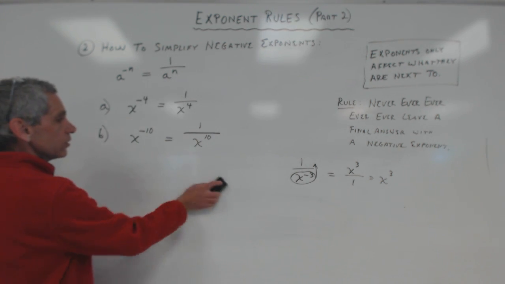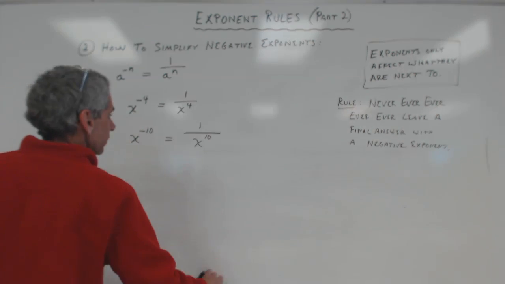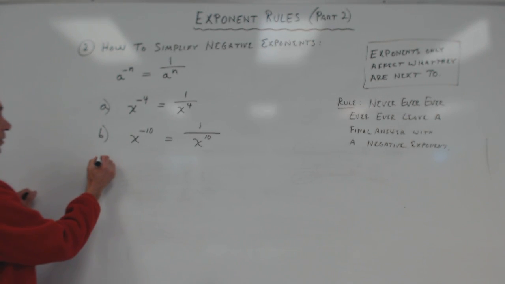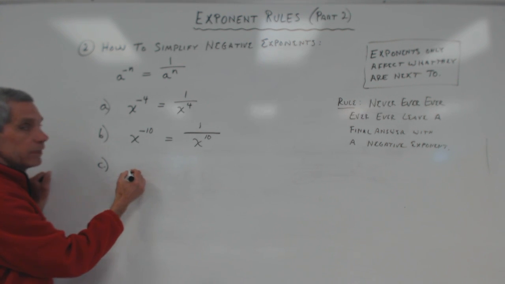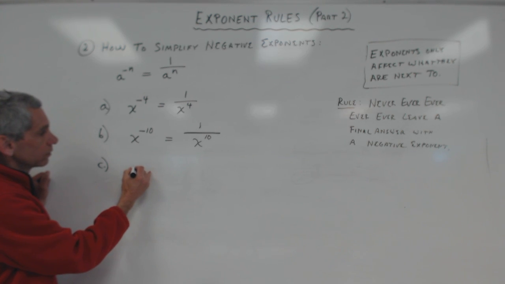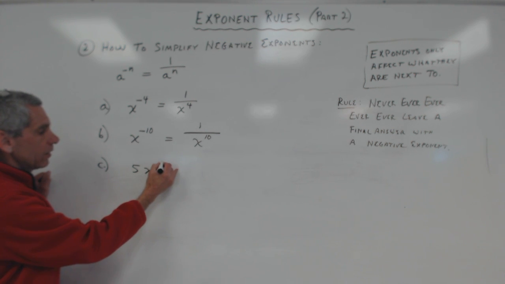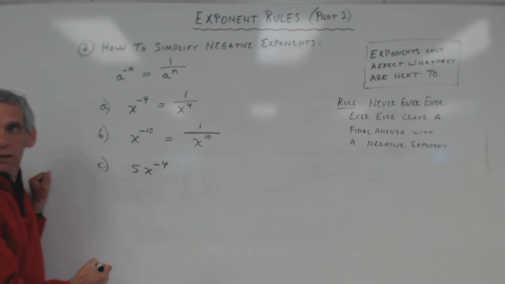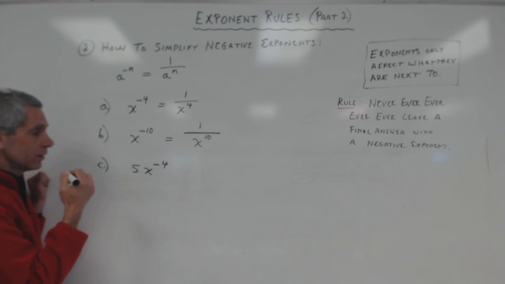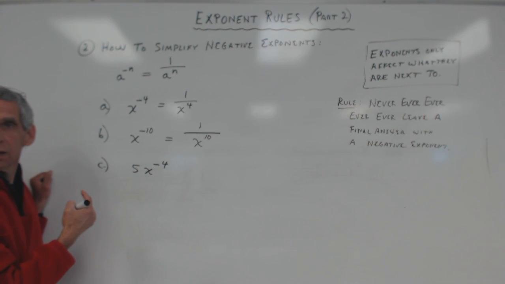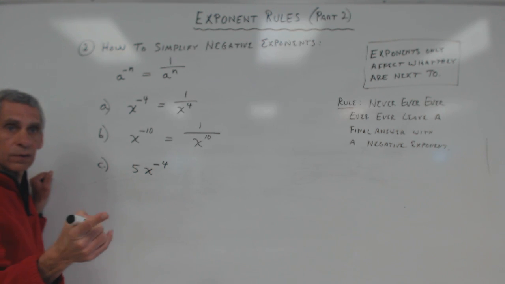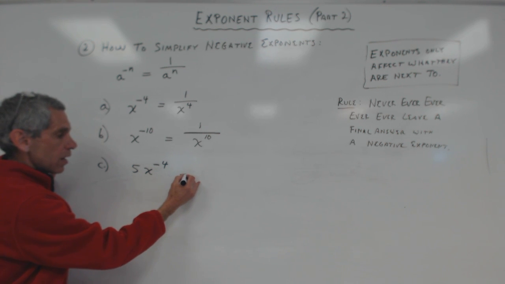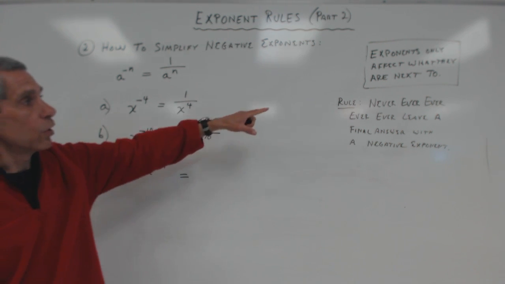All right. So let's just do a few and make sure we are used to it. We're almost done here. C. Let's try this. 5x to the negative 4. Do we have a negative exponent? Yes. You do equals and you do 5 over x to the 4. Yeah, so notice this rule, right?